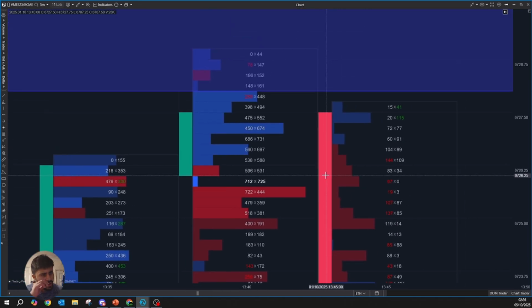So what I want to focus on primarily when I look at these areas is something called the delta. The delta in this case is very positive. So we see 448 for 289. We see a lot of positive delta, so we see a lot of aggressive buyers in this region, right?